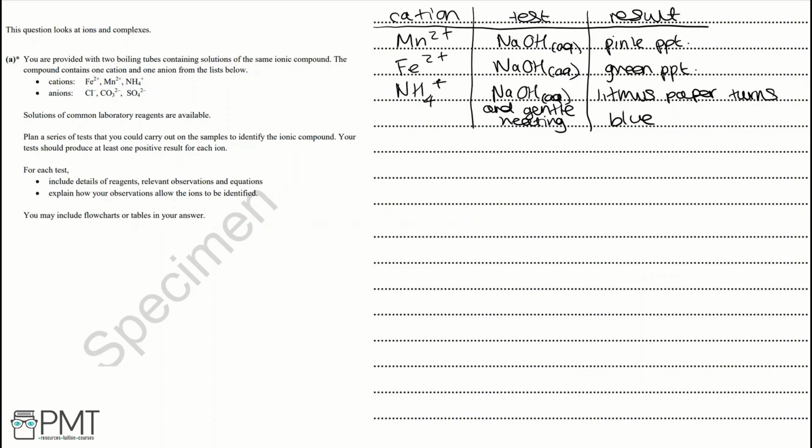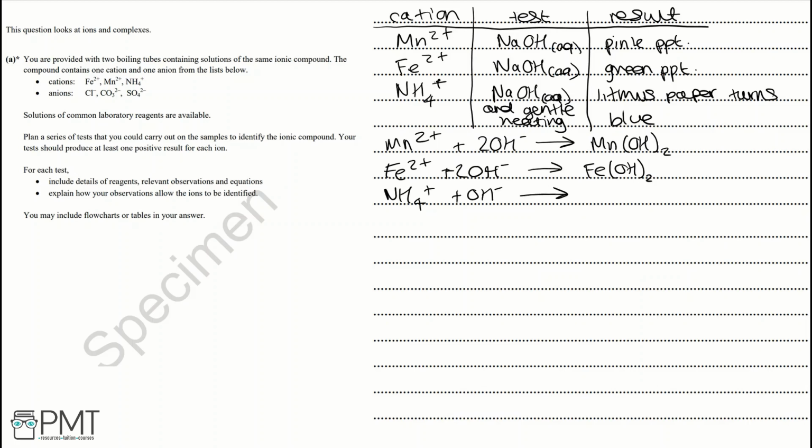Next, we need to write the relevant equations for the cation tests. If we start with Mn2+, if we're adding two OH- ions from our NaOH, we would then result in Mn(OH)2. This is the same equation for Fe2+, so Fe2+ plus 2 OH- goes to Fe(OH)2. For NH4+, we're adding one OH- ion, and that's going to result in us forming NH3 or ammonia and water.